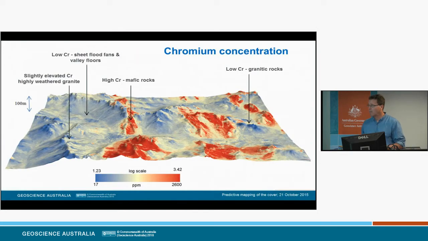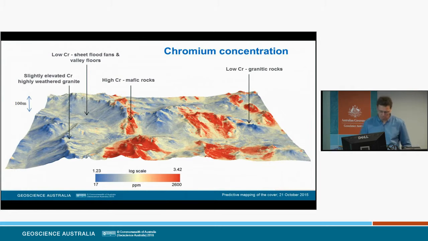Let's look at it in a 3D perspective. There's a lot of detail here. Because chrome's not particularly mobile, you get these areas concentrated in these topographic highs through here, very little dispersion into the sheet flood fan system. You get slightly elevated chrome in these highly weathered granites, and very low values around where you've got freshly exposed granite through there. So there's a lot of information about the distribution of chrome.